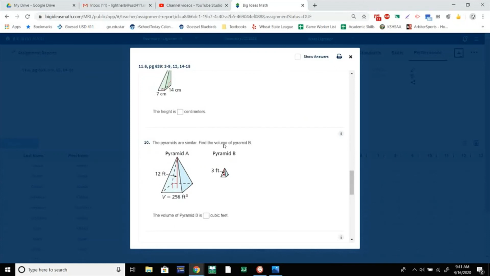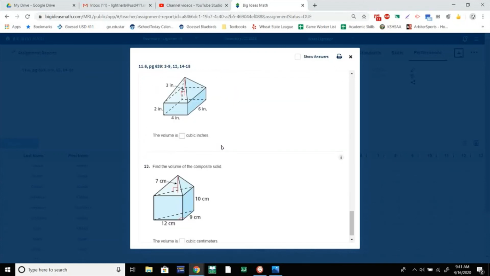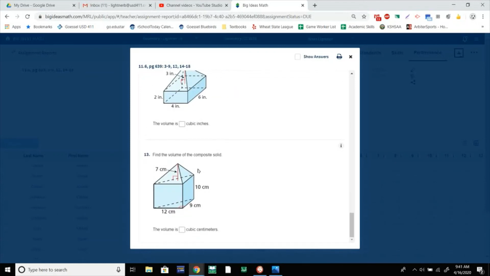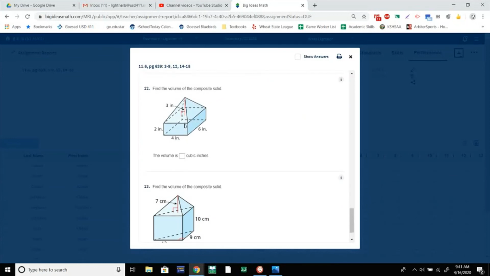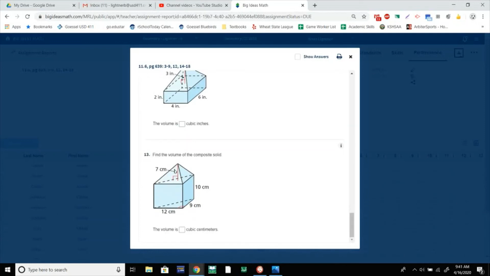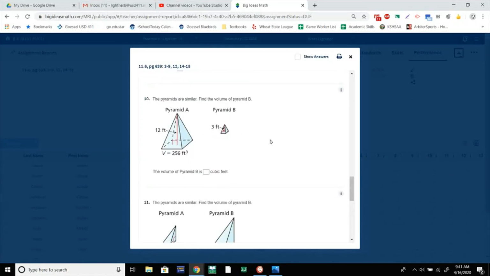Pyramids are similar, just like our last example. And then 2 composite solids. These are going to be made up of rectangular prisms and rectangular pyramids. Find the volume of each individual part and then add them together. A triangular prism and a triangular pyramid. Oh, it's raining a little bit. Okay, so that's 11.6, volumes of pyramids.